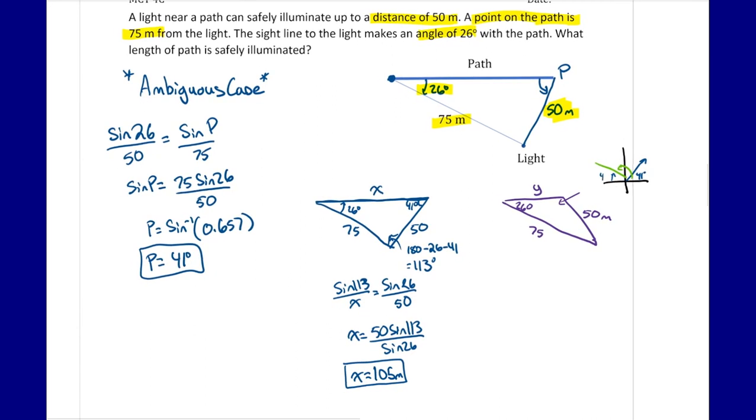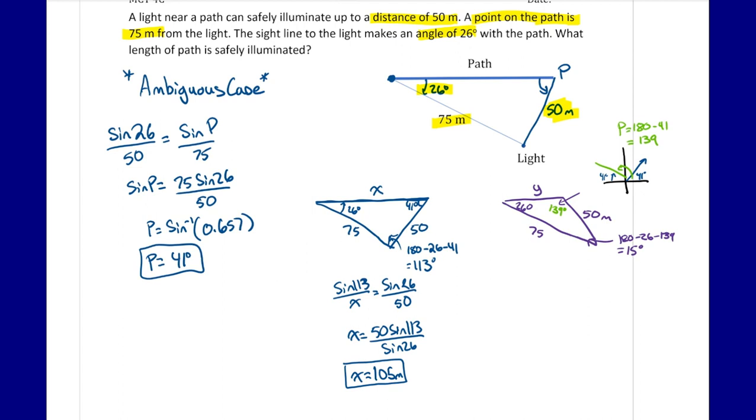So I'm going to use the acute of 41 degrees, and we'll say P can equal 180 minus 41, which is the same as 139. So that means that this angle here is 139 degrees in the ambiguous case. That then changes what this small angle is. This small angle is now 180 minus 26 minus 139, which equals 15 degrees.